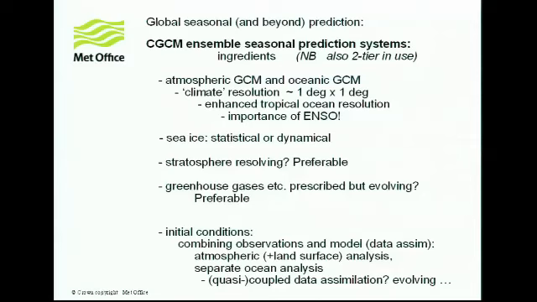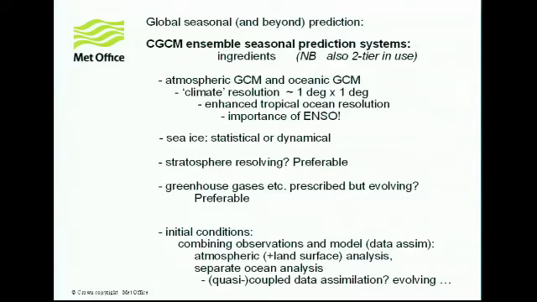So the typical ingredients in a couple of GCMs are, of course, an atmospheric and an oceanic general circulation model, which tend to be very similar configurations to the ones used in the greenhouse gas experiments. We're talking about a resolution of the order of 1 degree by 1 degree. Models these days pretty much all have enhanced tropical ocean resolution, because getting a decent ENSO representation, particularly for seasonal forecasting purposes, is of paramount importance. So you really need to represent the ocean dynamics that underlie such events.